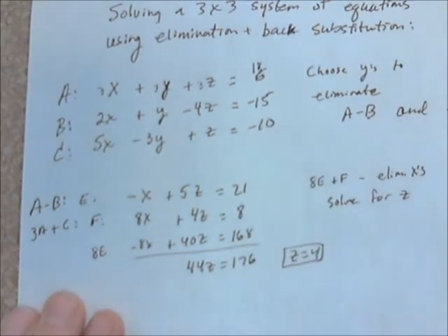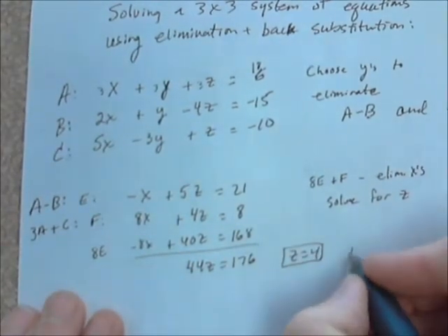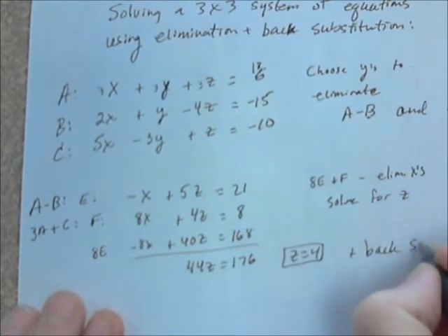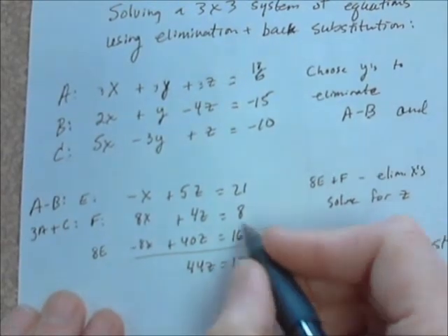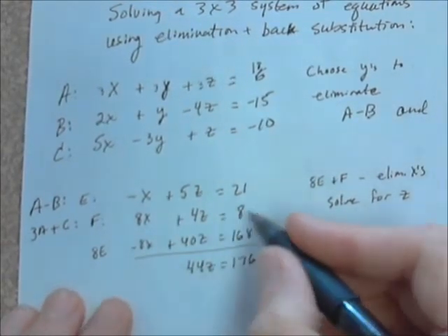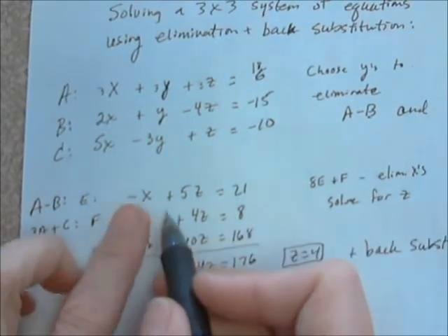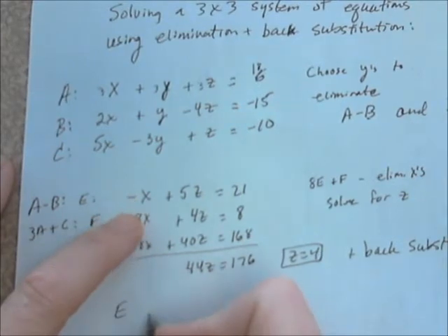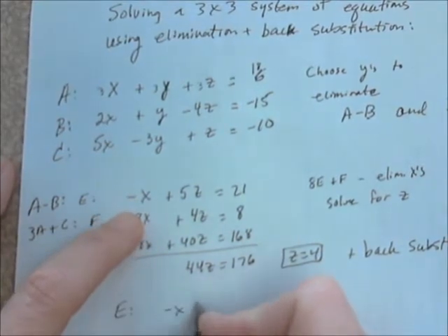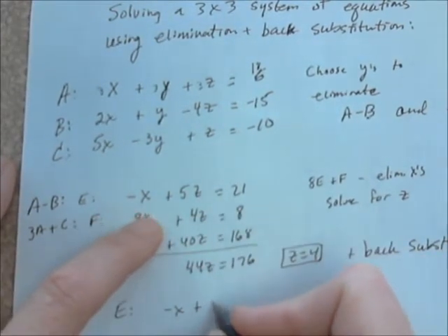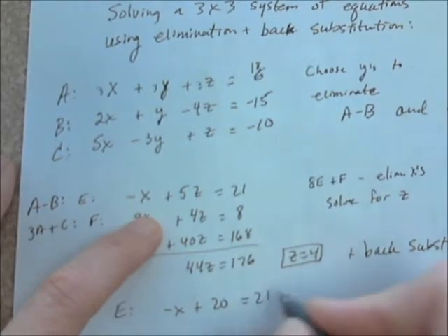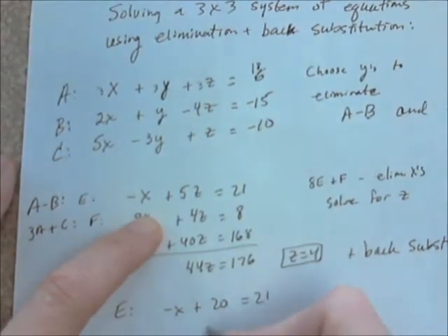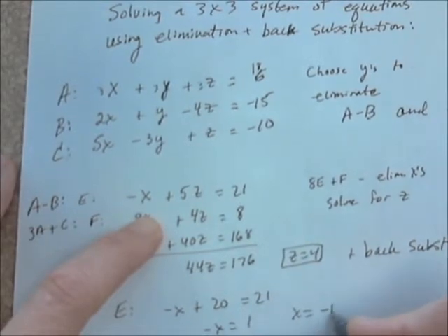So there's one of your values. And now back substitution. You can choose either one of these two equations. It doesn't matter. I guess I'll choose letter E. Back substitution says E will give us negative x plus 5 times 4, which is 20, equals 21. So negative x equals 1, so x equals negative 1.